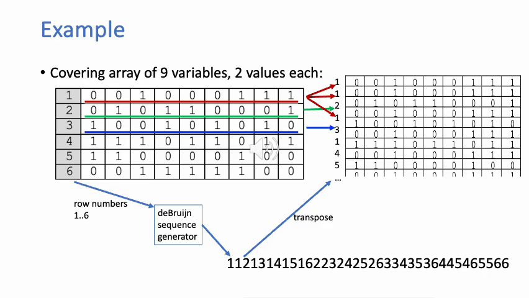Here's an example just to show how this works. So let's say we have a covering array as shown here with 6 rows. So we have row numbers 1 to 6. And we'll do a De Bruijn sequence using those digits. And we come out with the sequence shown on the bottom. And then we can simply list those vertically and start replacing the digits with the rows that they correspond to. So very simple process, results in an efficient result, and very useful.